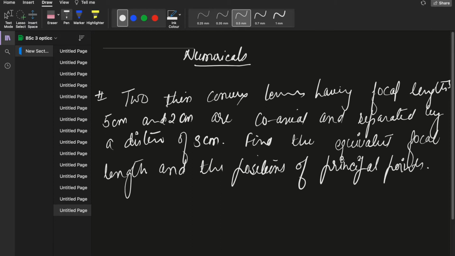So the question says that we have two thin convex lenses having focal lengths of 5 centimeter and 2 centimeter, which are coaxial. That means they are aligned on a principal axis. This is the convex lens of 5 centimeter, this is the convex lens of 2 centimeter, separated by a distance of 3 centimeter. This is L1, this is L2. Find the equivalent focal length and the position of the principal points.